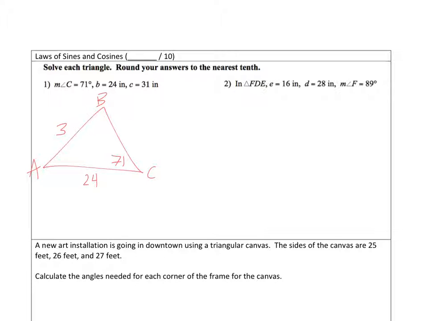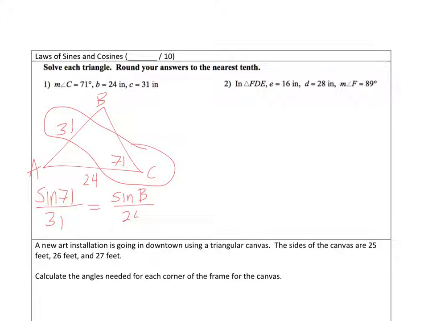Okay, I do not have information that would let me treat this using law of cosines. In fact, I've got a nice law of sines relationship going on here by having the opposite pieces. So I might start by saying sine 71 over 31 is equal to sine B over 24.